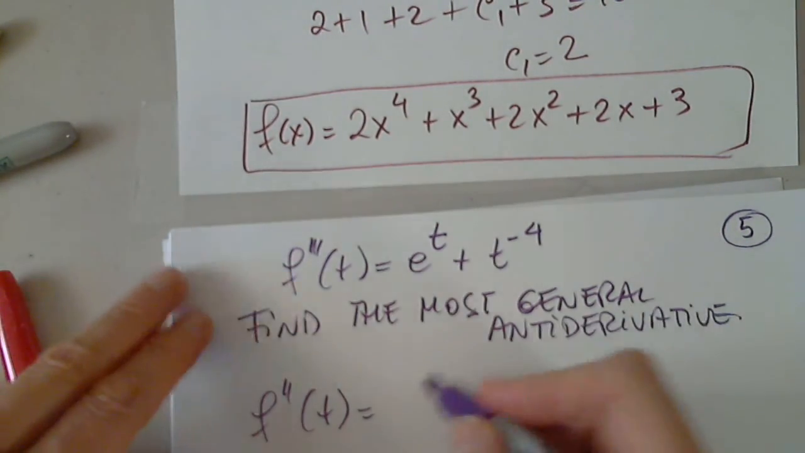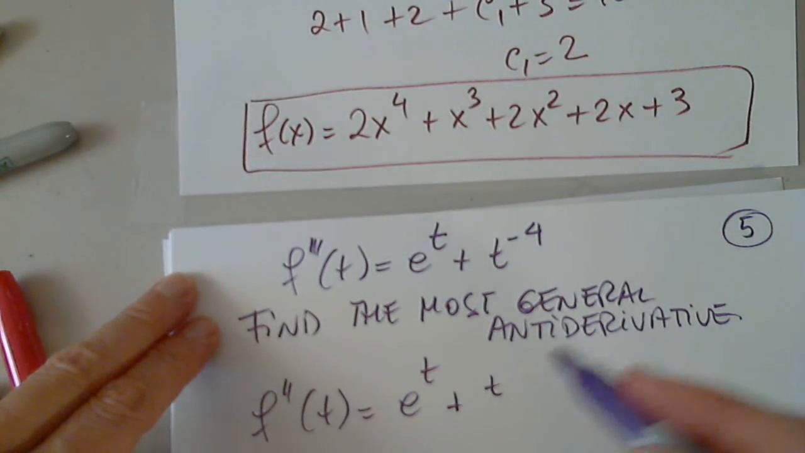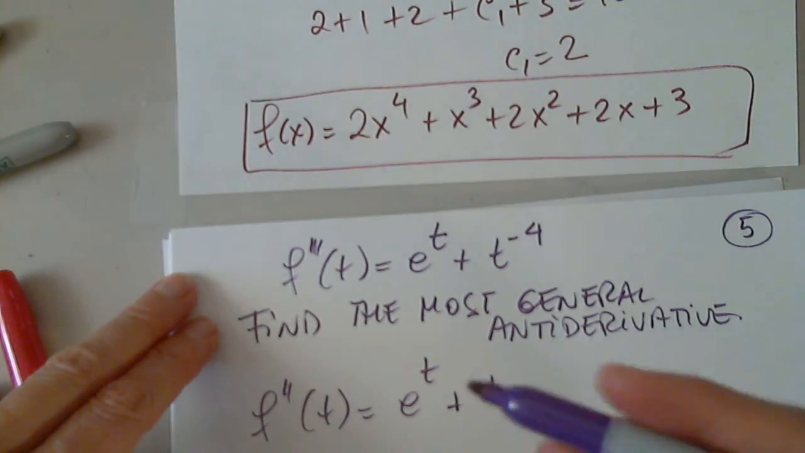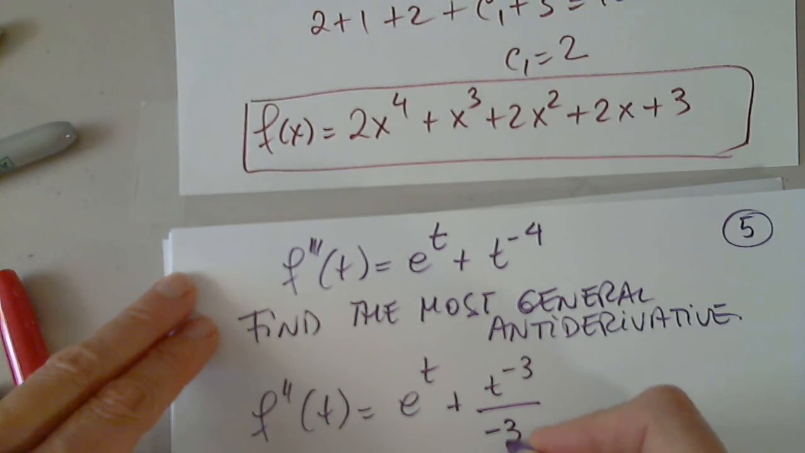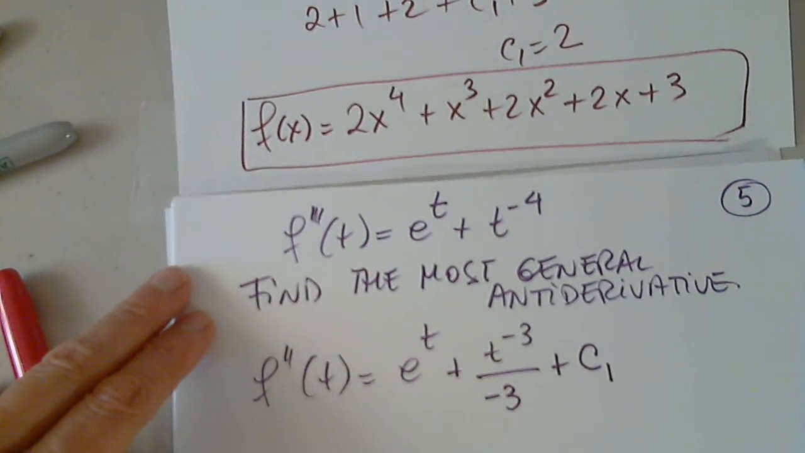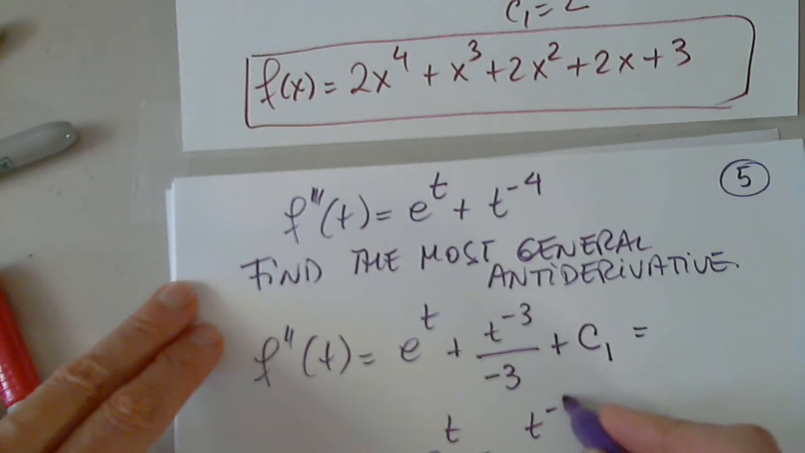What function prime is e to the t? E to t. That's the nicest function possible. Plus t to negative 4 plus 1. I have to increase the power. Negative 3 divided by the exact same number plus c1. If I want to simplify a little bit, I will write e to t minus t to negative 3 over 3 plus c1.